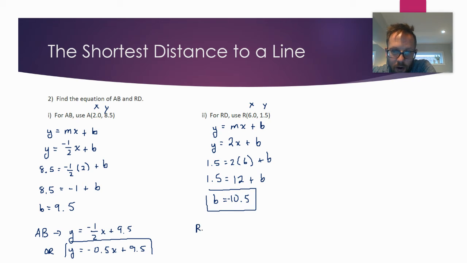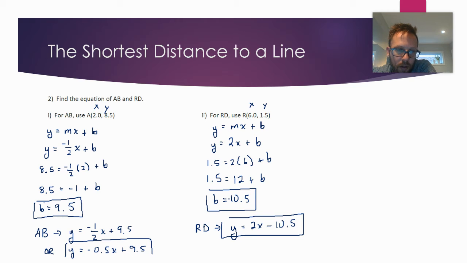So the equation of RD, y equals 2x minus 10.5. Put a box around that too. Don't know why a box b there. I like to box my b for some reason.